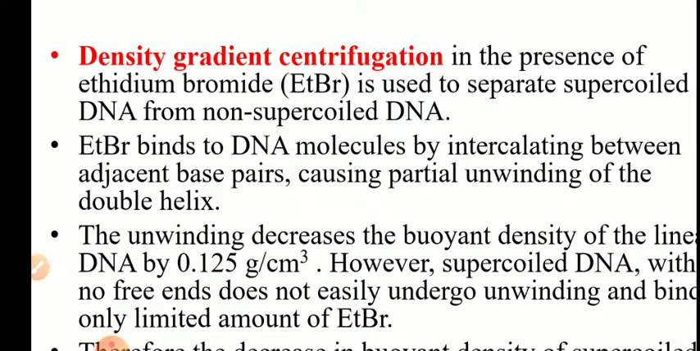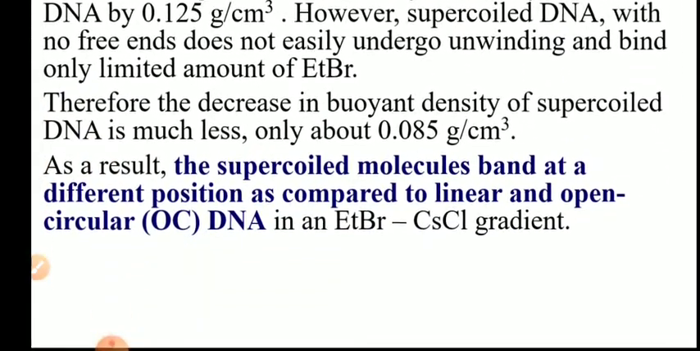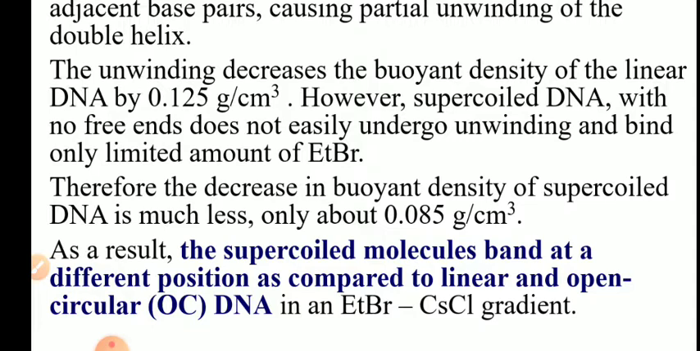What does ETBR do? Ethidium bromide binds to the DNA molecules. It is an intercalating agent. Okay. So, ethidium bromide binds to the DNA molecule by intercalating between the adjacent bases in the DNA, causing partial unwinding of the double helix. The unwinding of the double helix decreases the ion density of the DNA. Okay, it decreases the ion density of the linear DNA by 0.125 gram per centimeter cube.